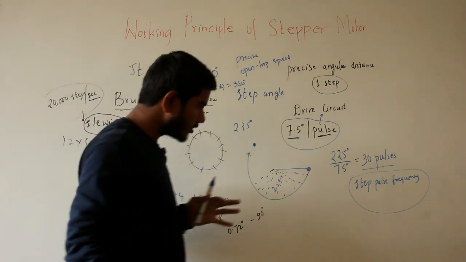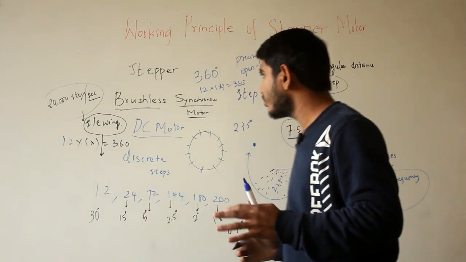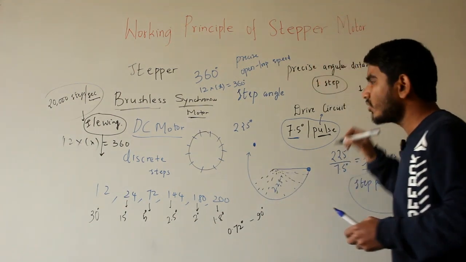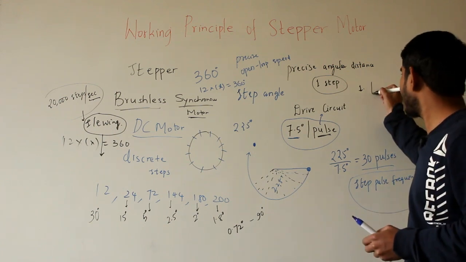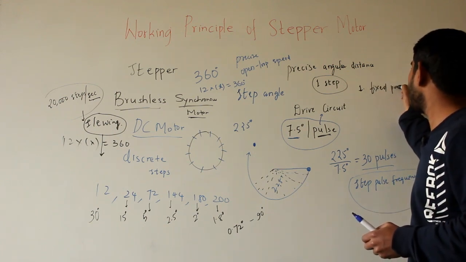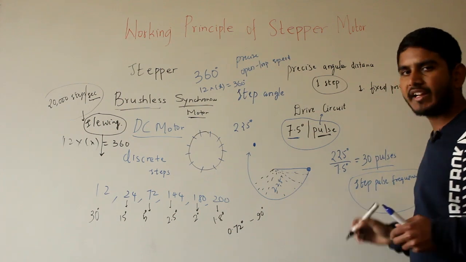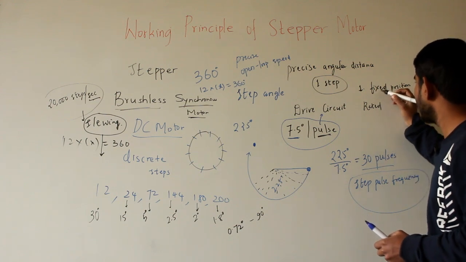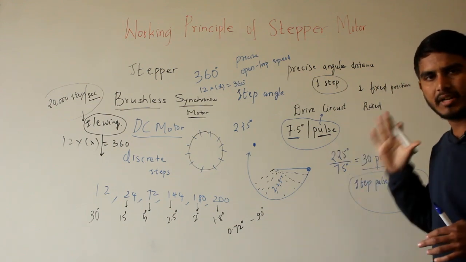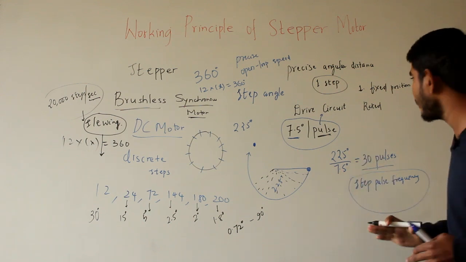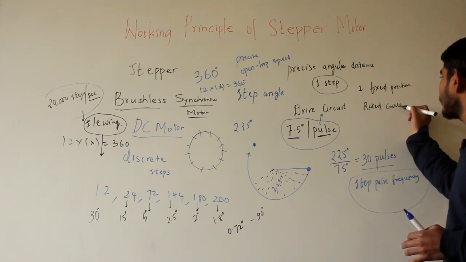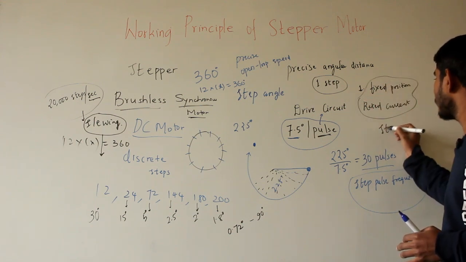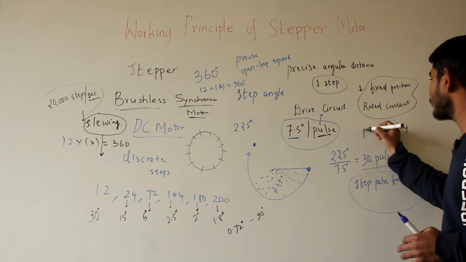Now if we talk about the advantages of these brushless synchronous motors, one advantage is that the rotor can be held in a fixed position for a long time on supplying a rated current to the stator windings. It can be held in a fixed position for a long amount of time by applying a rated current to the stator windings. That means there is no problem of stalling here. So no stalling problem. This is one advantage.